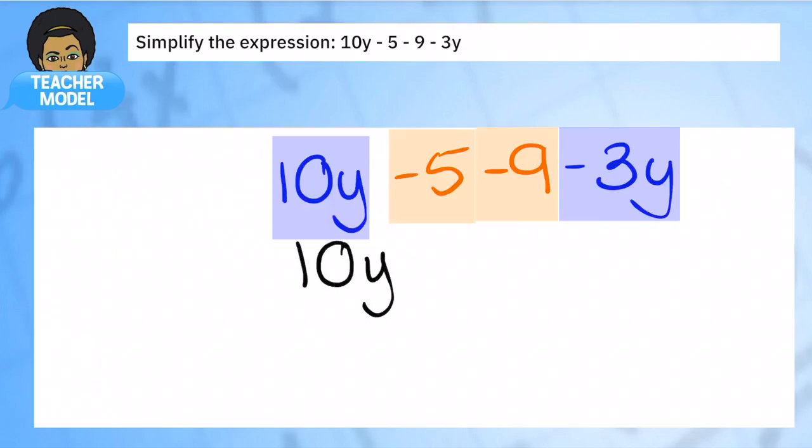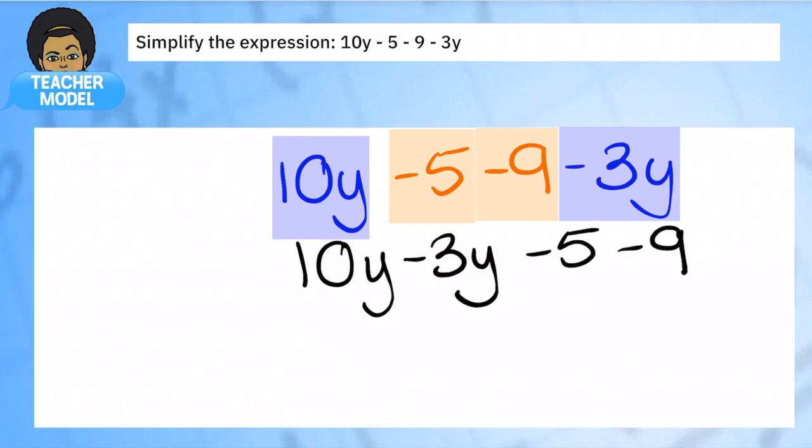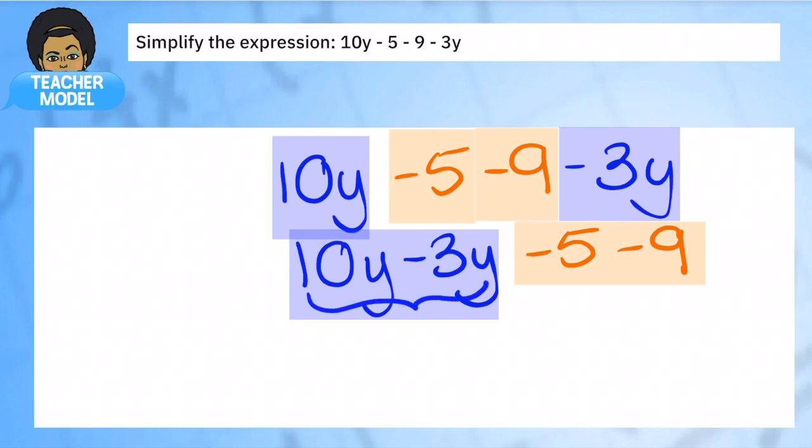Proximity. So 10y minus 3y. Notice I have to carry this negative sign with it when I move it over. I can't just put the 3y. And minus 5, minus 9. Now this will be easier to combine together. 10y minus 3y is just going to give us 7y. And on my right side, negative 5 minus 9.